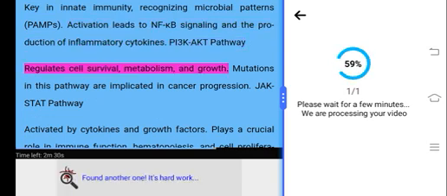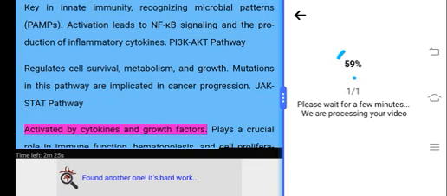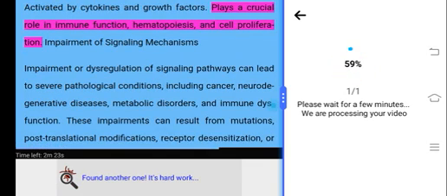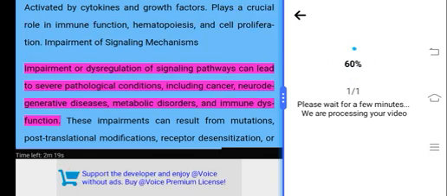PI3K-AKT pathway. Regulates cell survival, metabolism, and growth. Mutations in this pathway are implicated in cancer progression. JAK-STAT pathway. Activated by cytokines and growth factors. Plays a crucial role in immune function, hematopoiesis, and cell proliferation. Impairment of signaling mechanisms.